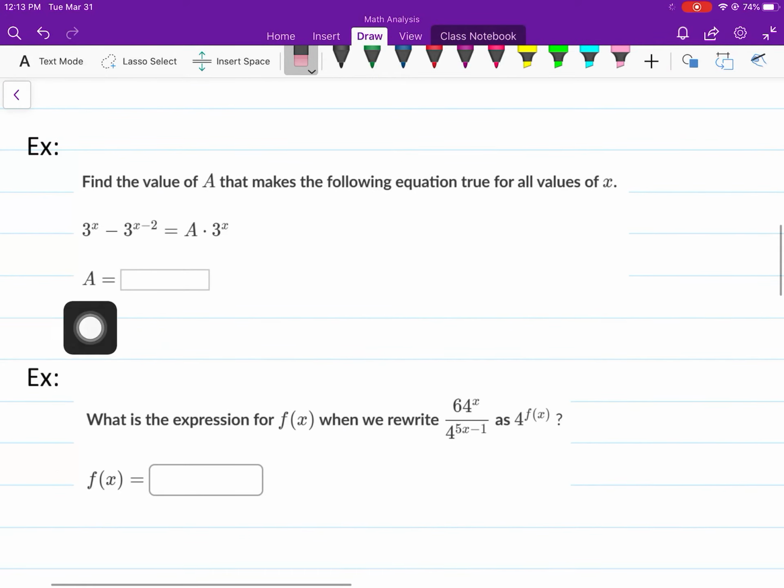Let's take a look at this one. This one they want us to figure out what a is, where a is times 3 to the x. So this looks really confusing. Honestly, it kind of is at first, but once you see it, it's not that bad. So what I'm going to do is I'm going to take a look at this one right here.